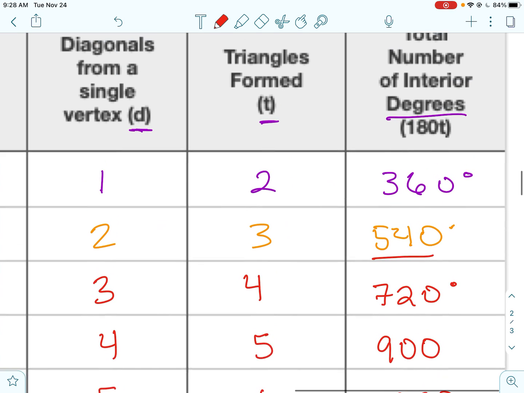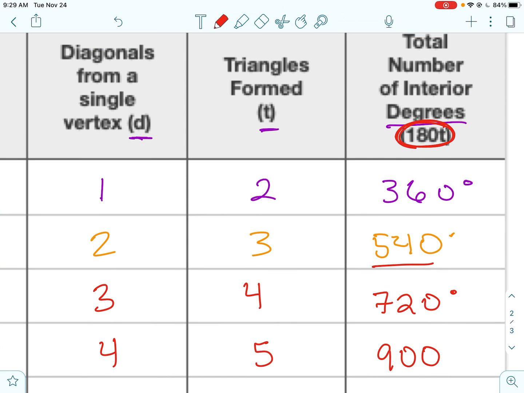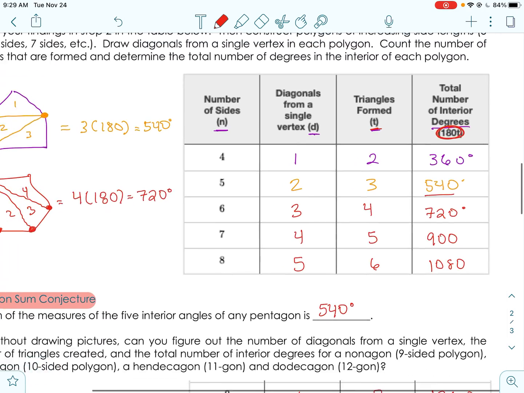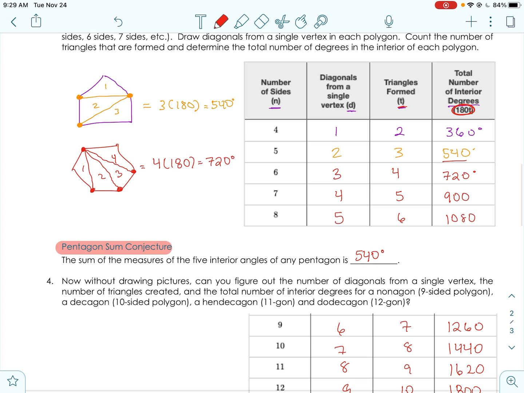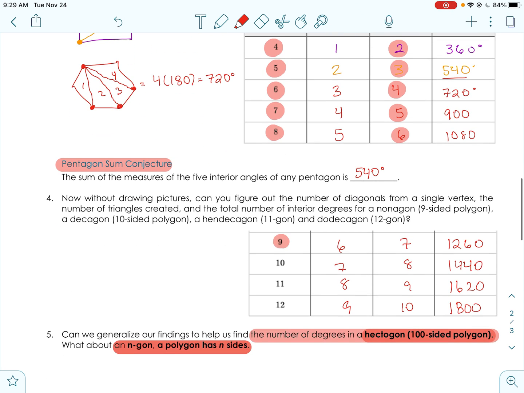Well, what we're doing is we're multiplying the number of triangles formed, t, by 180. So what that tells me is that we want to be able to quickly figure out how many triangles are created, regardless of how many sides there are in the shape. So do you notice a relationship between the number of sides and number of triangles created? 4 and 2, 5 and 3, 6 and 4, 7 and 5, 8 and 6. If you keep looking at this, 9, 7, 10, 8, 11, 9, 12, 10.